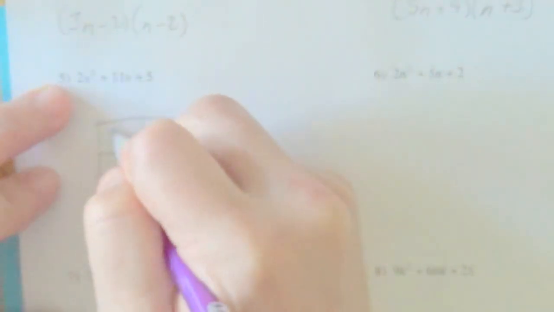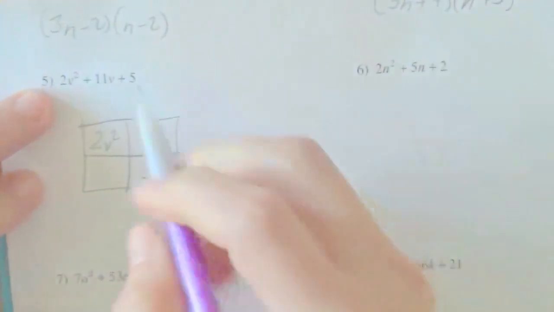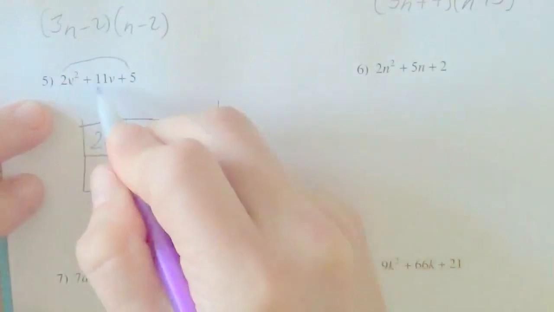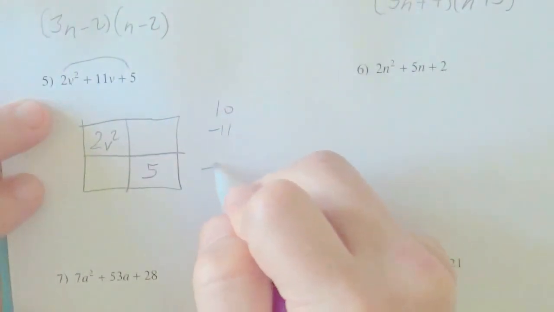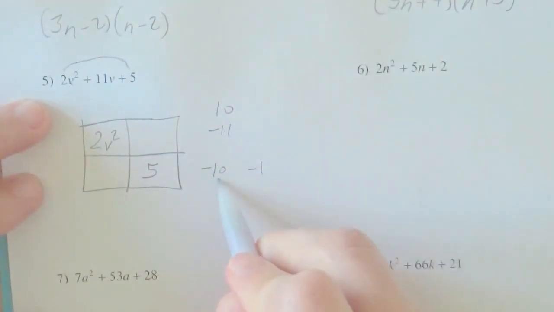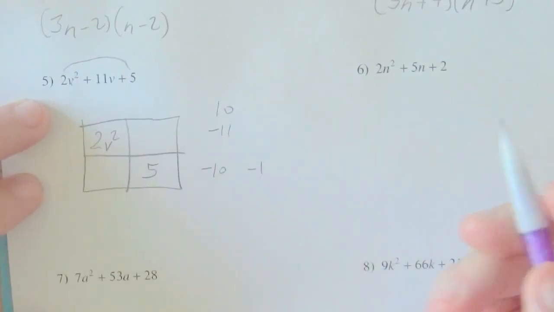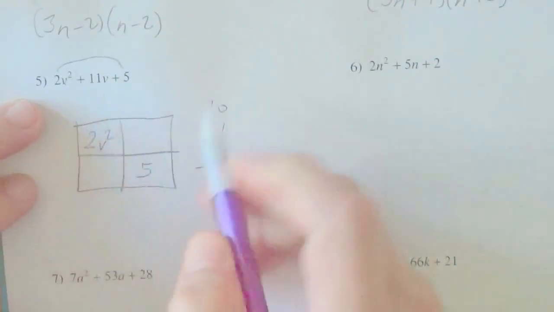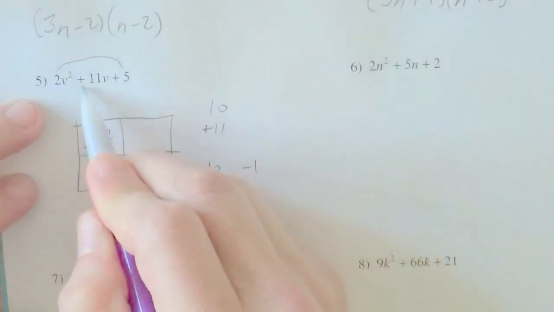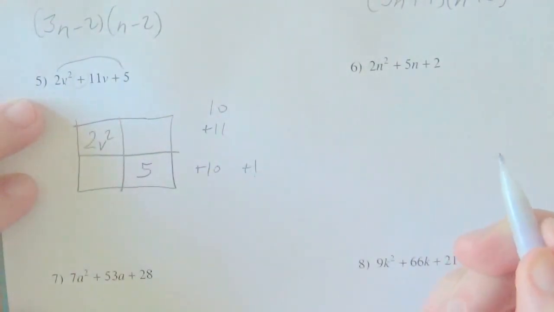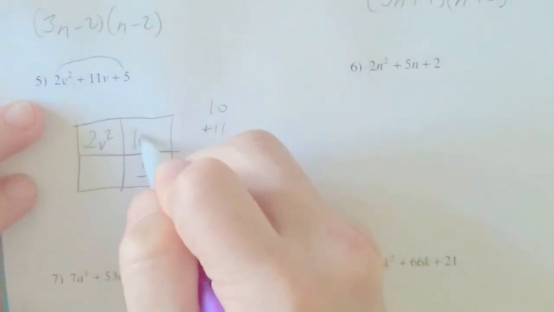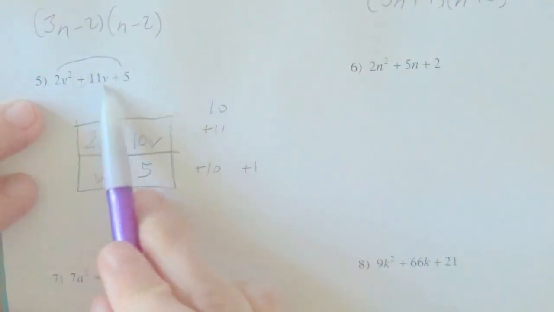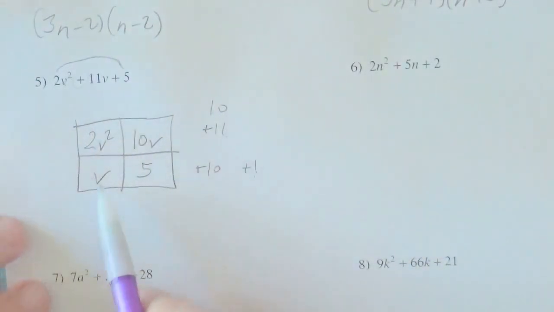So put the 2v squared here, put the 5 down there. I'm looking for things that multiply to make 10 that add to negative 11. So maybe a negative 10 and a negative 1. Negative 10 times negative 1 is positive 10. Negative 10 plus negative 1 is negative 11. Why did I have to add to a negative 11? I want to add to a positive 11. That's very positive. So let's make those both nice and positive. Everything's positive. I don't know why I went to introduce negatives there. So put a 10v there and a 1v there.